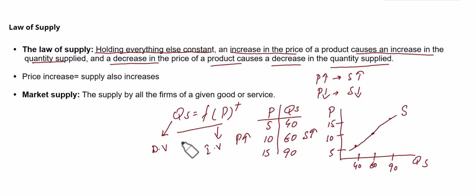So this is all for today's lecture. And one thing more we mentioned here is market supply. Basically, market supply is the supply by all the firms of a given good or service. Individual supply is the supply which is sent by only one producer or one firm in the market. And the market supply is the sum of the supply sent by all firms of a given good or service in the market.